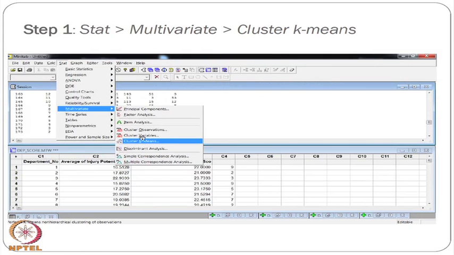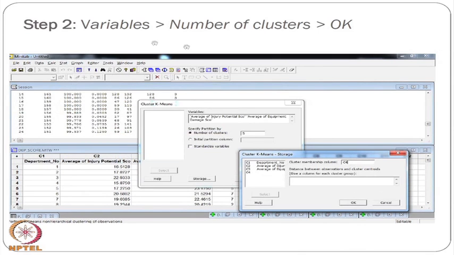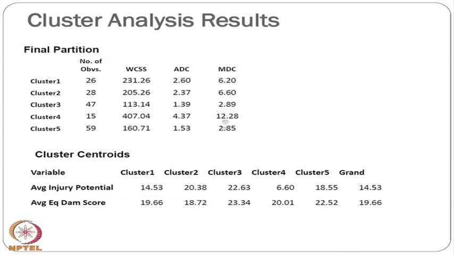Now, we have used multivariate clustering K-means using Minitab, and these are the snapshots, and this is the result. We found that the 175 departments can be grouped under 5 clusters, and the number of departments under each of the clusters is given: cluster 1 has 26, cluster 2 has 28, like this.